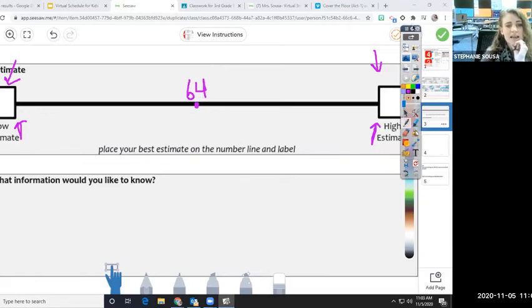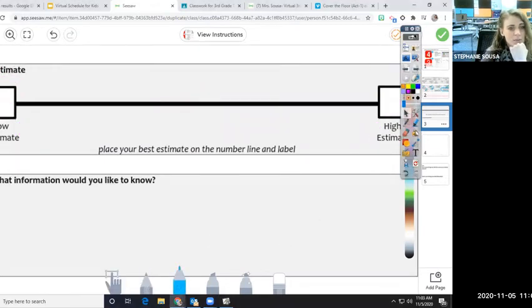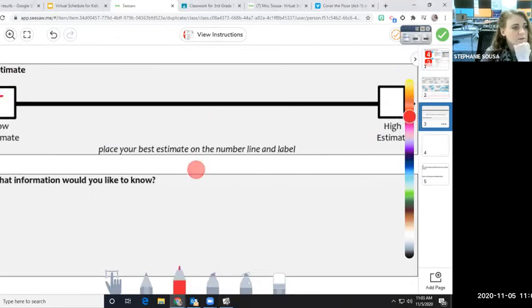I don't think there's any way it's going to be more than 100. I don't think it's going to be any less than 50. So my small number is going to be 50. My high number is going to be 100. And I think it's actually going to be 64. So this is an example of how you would fill that out. So my low number, I said, was going to be 50. My high number, I don't think it's going to be more than 100. My real number, where I think it actually is going to be 64. That's my guess. That's my estimate.